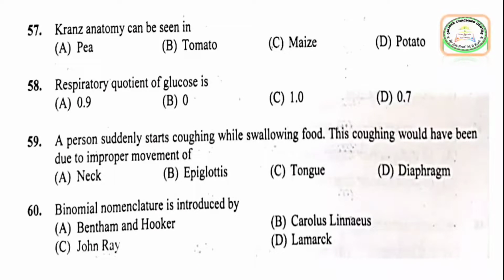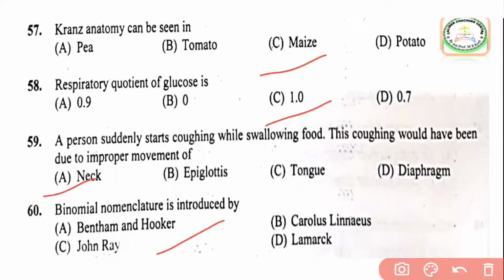Kranz anatomy can be seen in pea plant, tomato, maize, potato. Correct answer is maize. Respiratory quotient of glucose, 58th question. It is always 1. Remember, the respiratory quotient of glucose is 1.